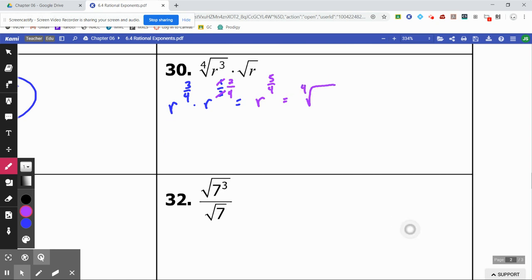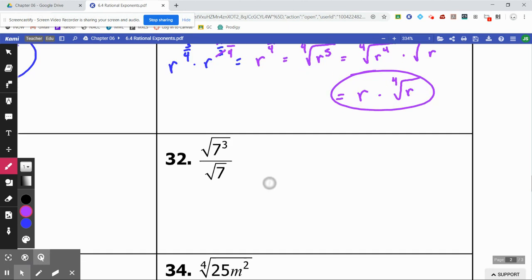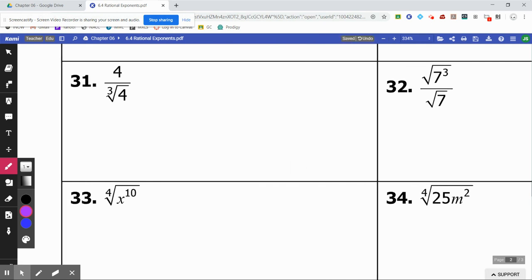Change it back, that'd be the 4th root of r to the 5th power, which we can split into the 4th root of... I need multiples of 4, so we'll do r to the 4th and r to the 1st. The 4th root of r to the 4th would be plain r, and the other one stays. There's your final answer.